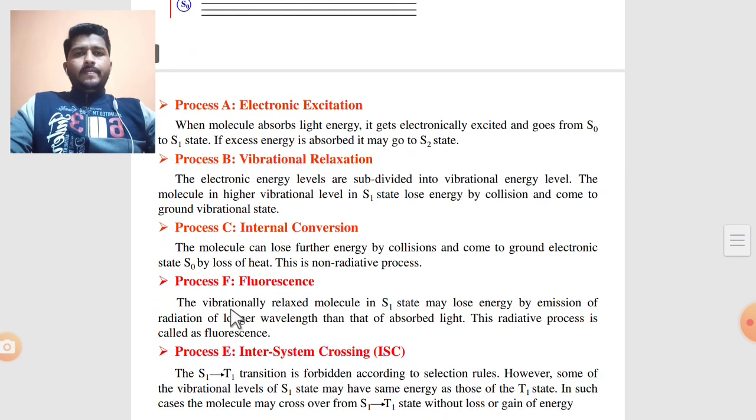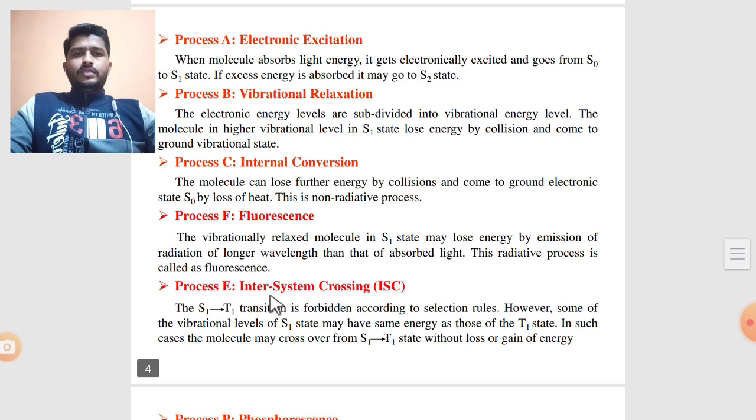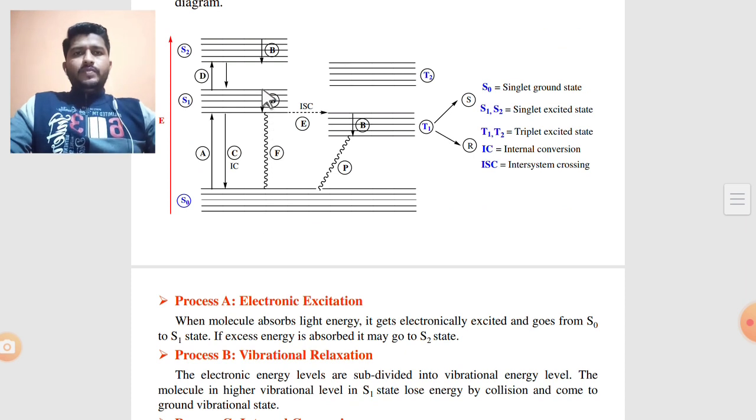Then the next one is process F. Fluorescence is a very important term. The vibrationally relaxed molecule in S1 state may lose energy by emission of radiation of longer wavelength than that of the absorbed light, and this radiative process is called fluorescence. See, this process B is vibrational relaxation, and this vibrationally relaxed molecule loses its energy in the form of radiative transition and comes to ground state, and this process is called fluorescence.